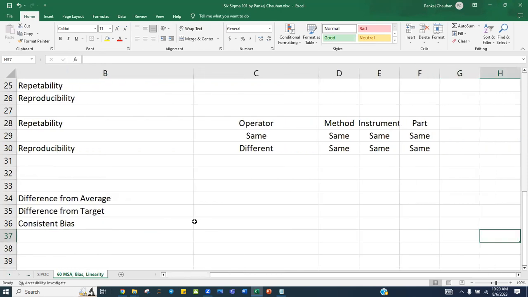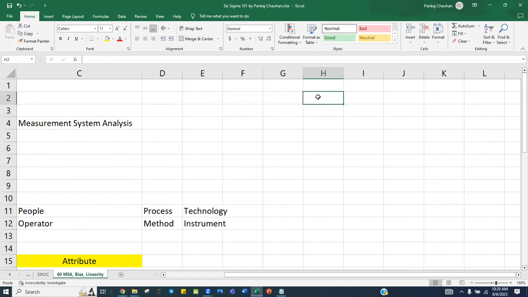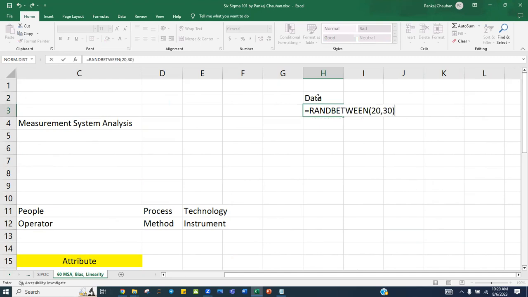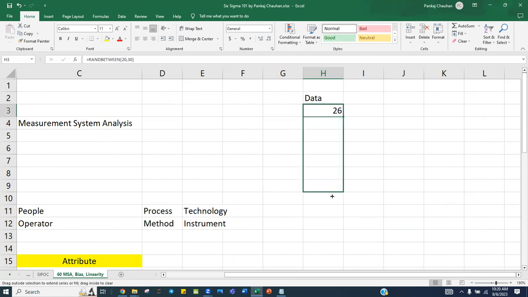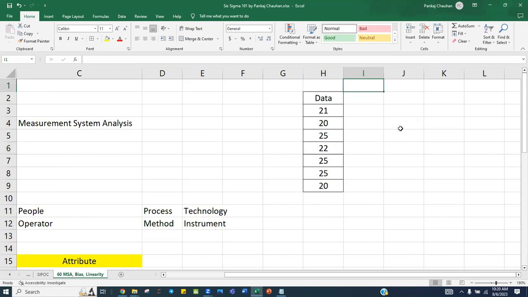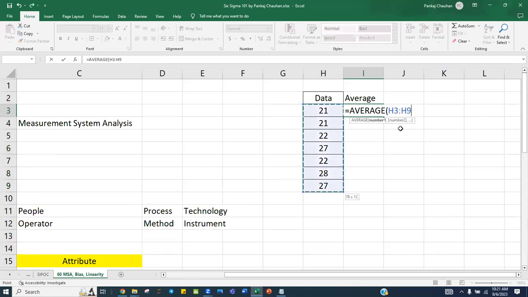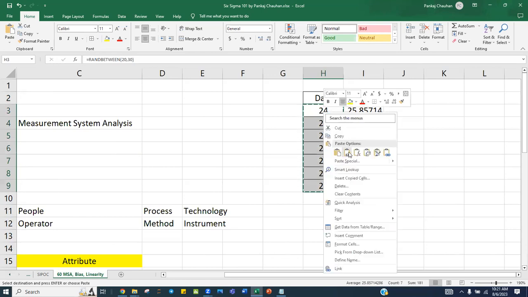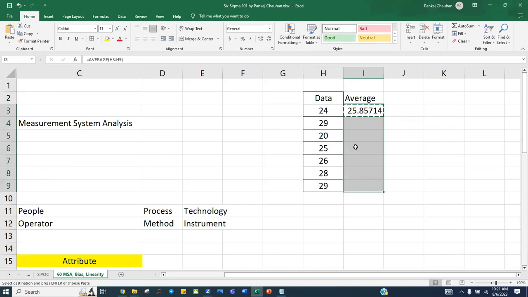So let's calculate something from the example. Let's say here, this is your data and I have generated some random data. Let's say it is equal to random between maybe 20 minutes to 30 minutes you are taking to complete a task. Collected maybe for the last 5 or 6 data points. Now if we look at this, what is my average I will be calculating? The average value of this data is 25.85, suppose. So first I will just copy paste this data as a value. Now I copy paste this as a value.